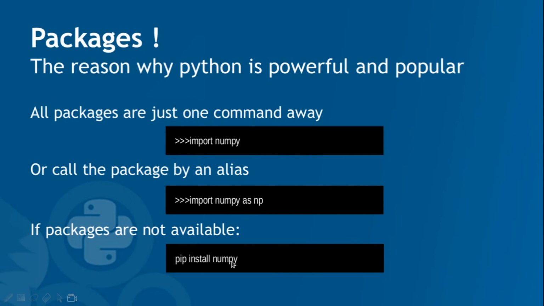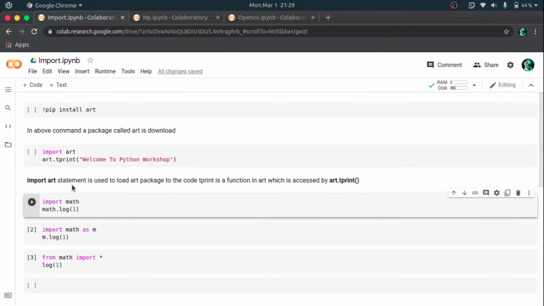So if we don't have a package installed in our Python, we can use pip. Like I said, pip is used to install packages, like installing apps in Android using the Play Store. So we will be using pip install numpy. What it does is it will be installing numpy. Let's see a few examples of what we have learned.